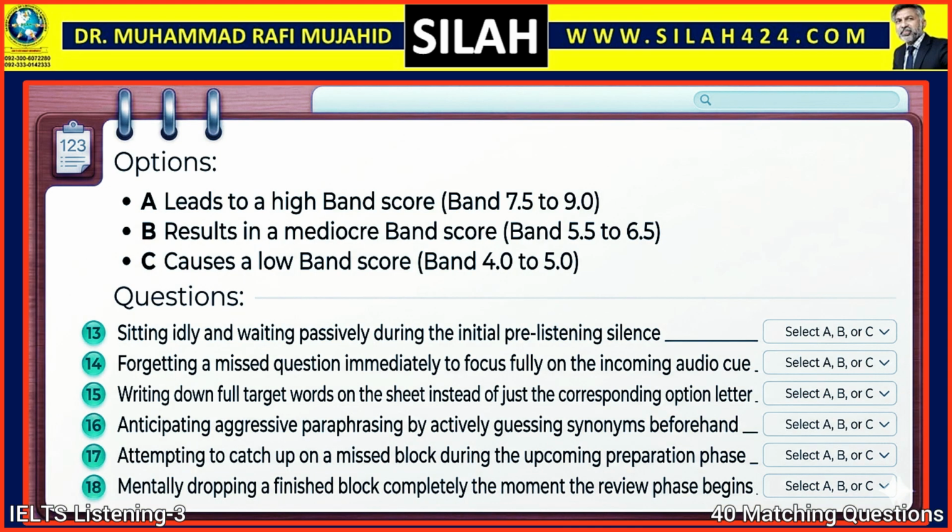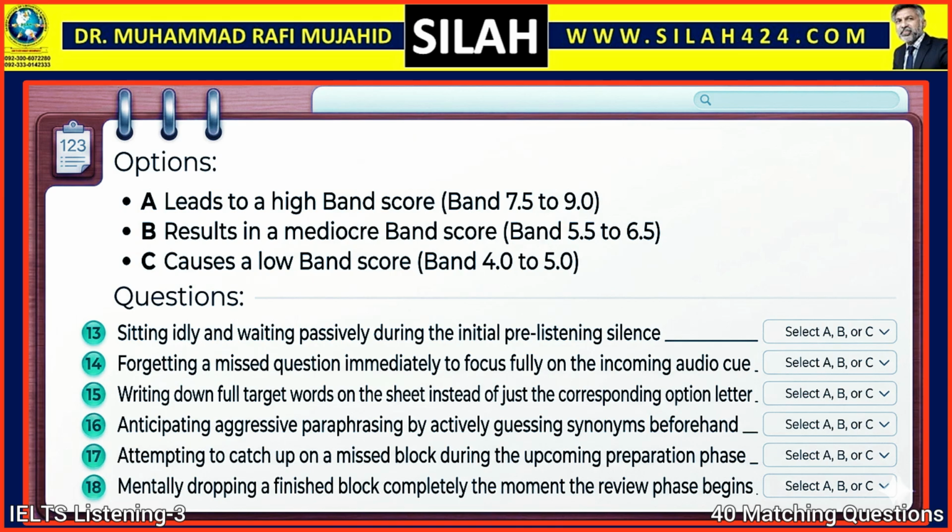Wow, I feel much more organized now. But honestly, Mujahid, I sometimes see candidates who know the strategies but still end up with a low band score. Why does that happen? It usually comes down to their mindset under pressure, Maddie. For instance, sitting idly and waiting passively during the initial pre-listening silence is a guaranteed way to cause a low band score of 4.0 to 5.0. If you don't use that silence to prepare, the audio will overwhelm you immediately.